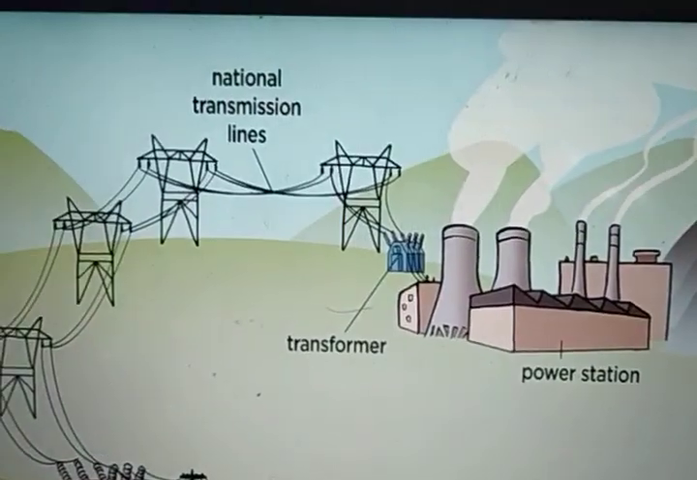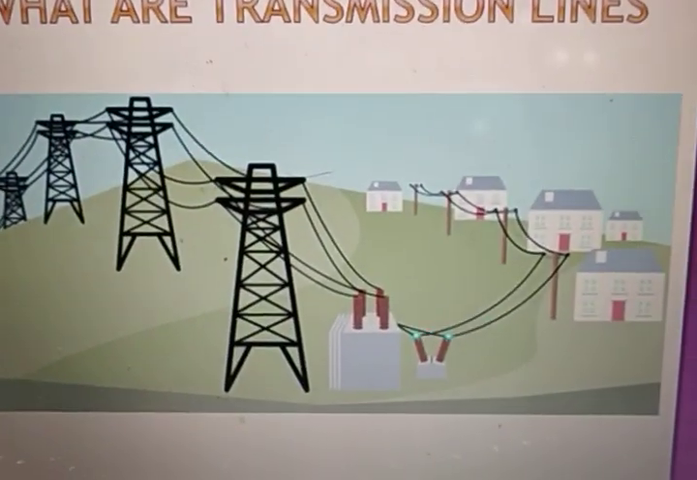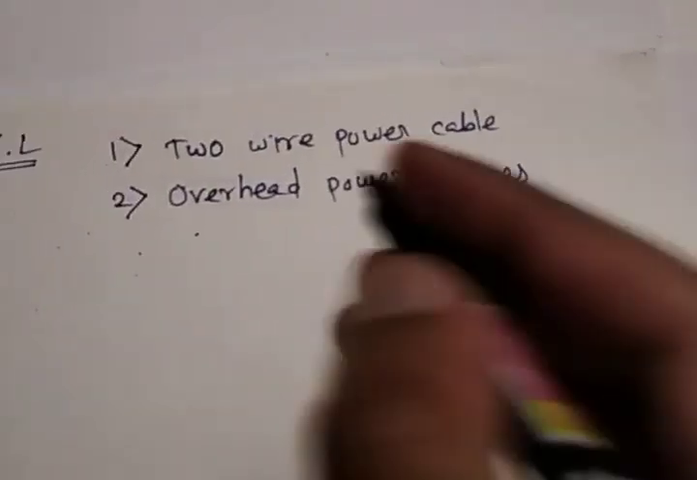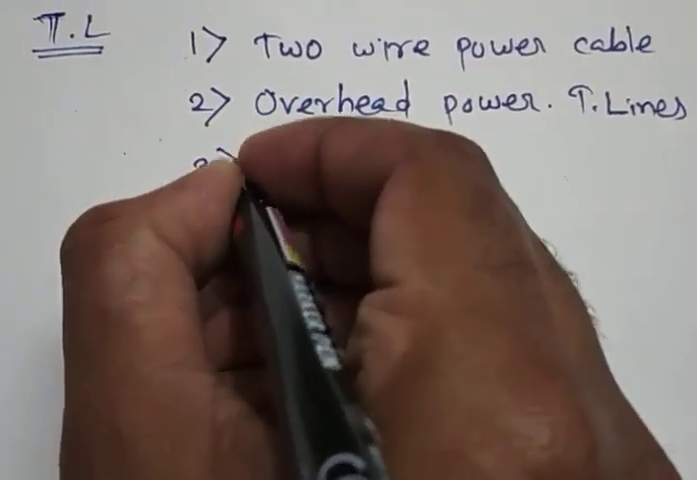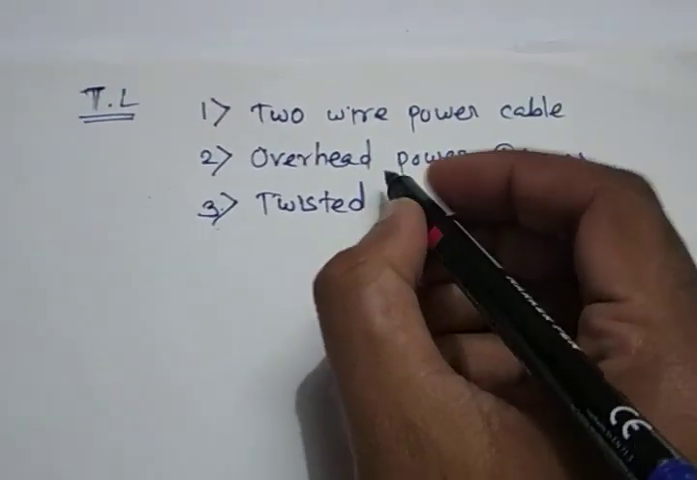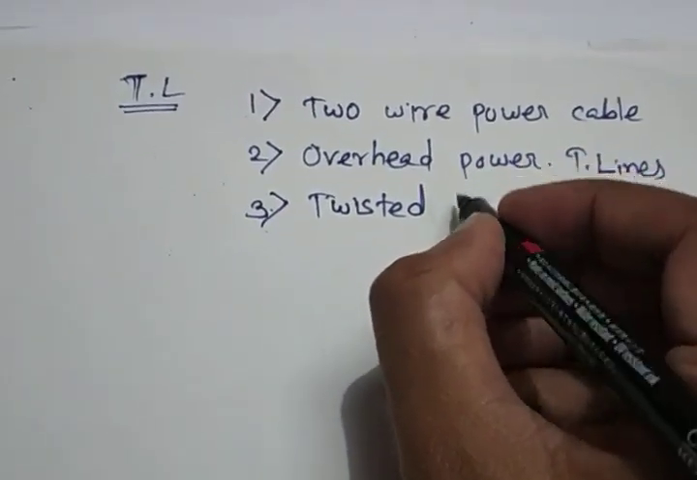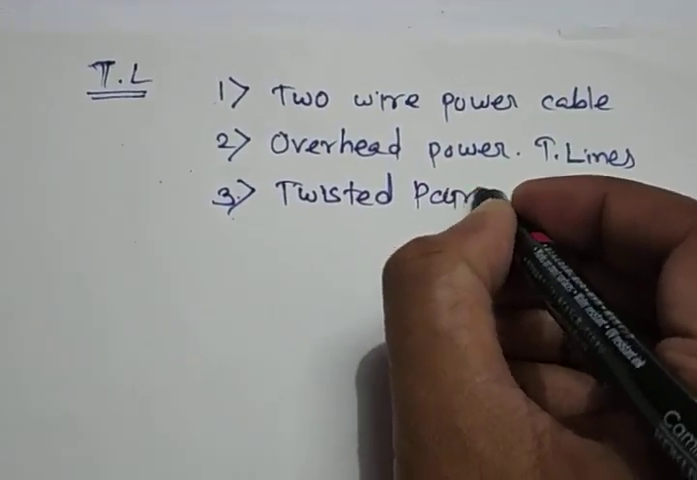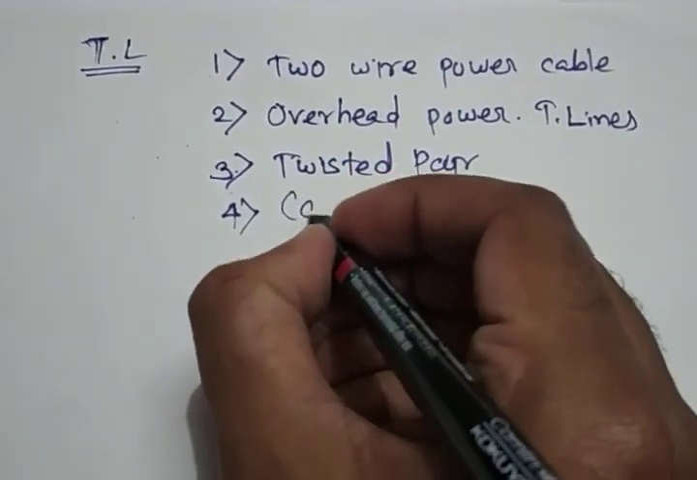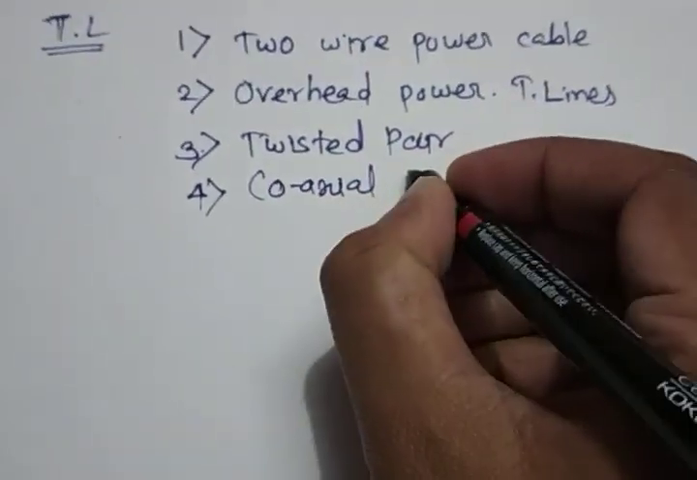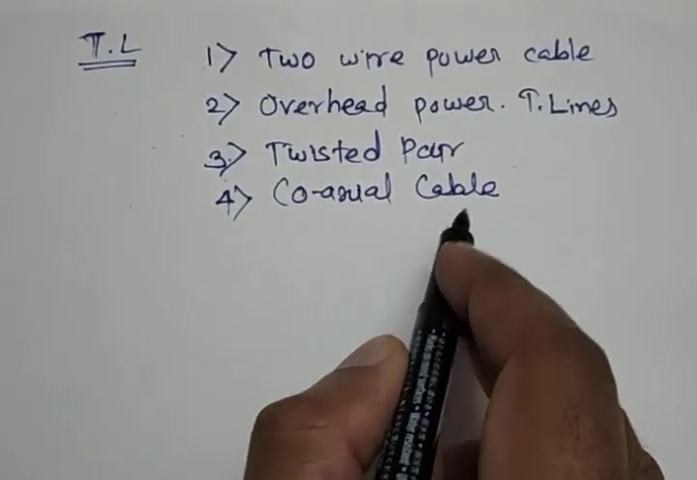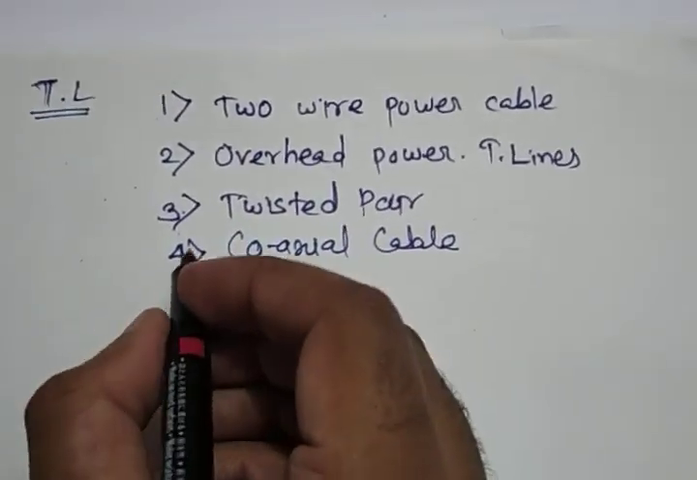These are the overhead power lines we use for the movement or communication of electricity between different cities or towns. Then the third one is twisted pair. These are used in wire telephones. Then the fourth one is coaxial cable. These are normally used in television set cables to connect with the antennas.